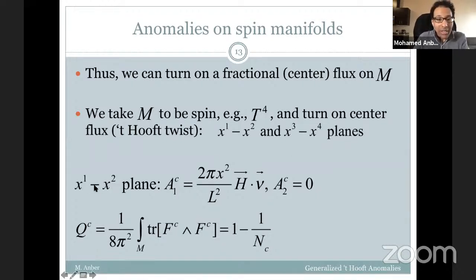So for example, in the X1 and X2 plane, I am going to write down my gauge field as follows. First of all, I am taking my 4 torus to be a symmetric torus with a cycle length L. And you see here that A1 takes the form of a large gauge transformation. H here are the Cartan generators. There are NC-1 Cartan generators, and the nu are the weights of the defining representation. I can do the exact same thing in the X3, X4 plane, and then I can do a simple computation to find that the topological charge associated with this flux I am turning on is fractional. As you can see, it is 1 minus 1 over NC.